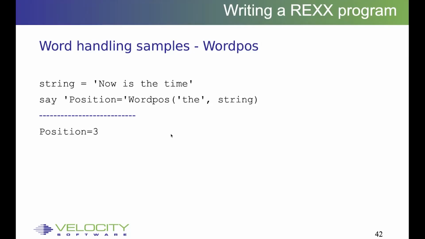If I want to search a string for a specific word, I would use word pos. With word pos, you specify the word that you're looking for and then the name of the string. In this case, it is going to return 3 because the is the 3rd word in this string. If it does not find the, it will return 0.